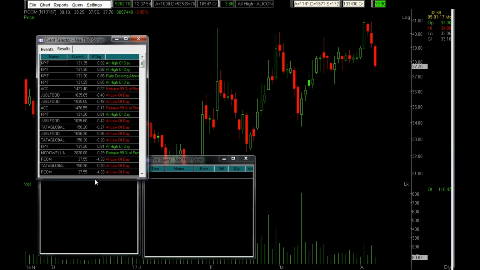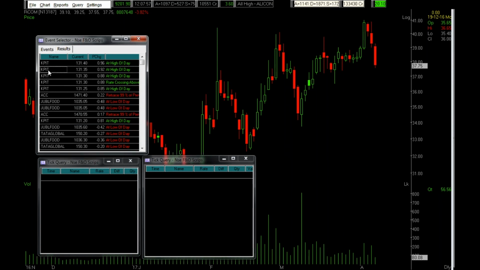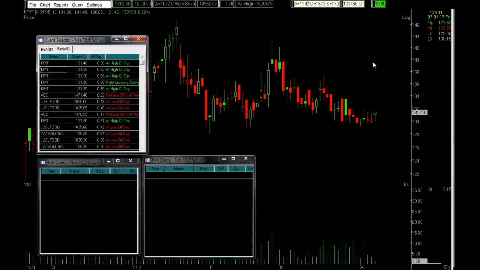I already have the event selector rolling up where I can see that KPIT is hitting day's high, and quickly check that stock. It's just reversing on the upside. Looks good for further upsides.